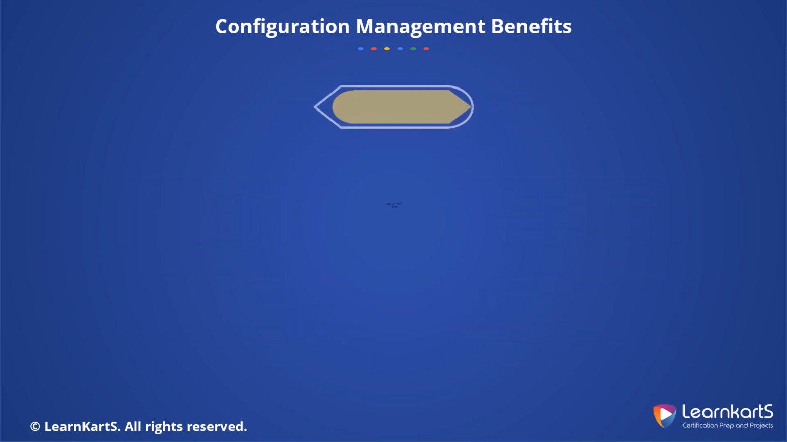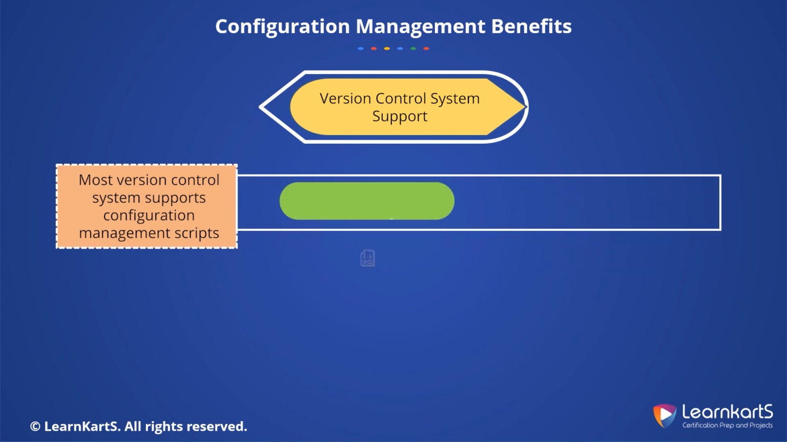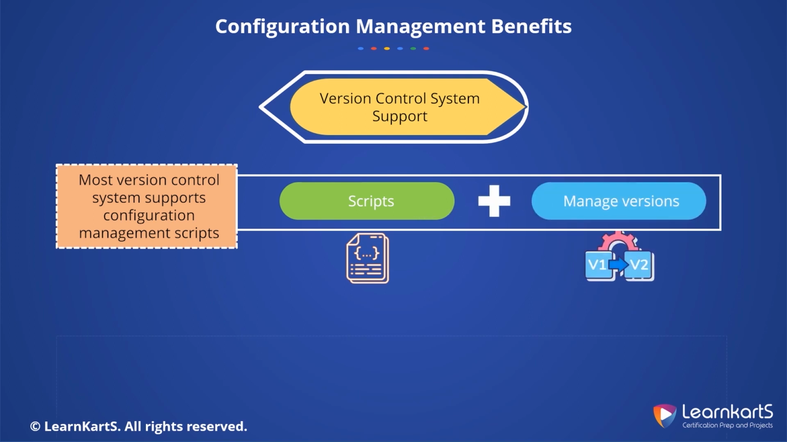The second one is the version control system. Now, most of the version control systems support the configuration management scripts. Ultimately, it's just a source, just a kind of script which is available there. The version control systems can store these scripts, and on top of that, we can manage the versions. We can have proper versioning, so that we will be able to perform the activity and the setup here. So that's the reason why we should go for version control system support.